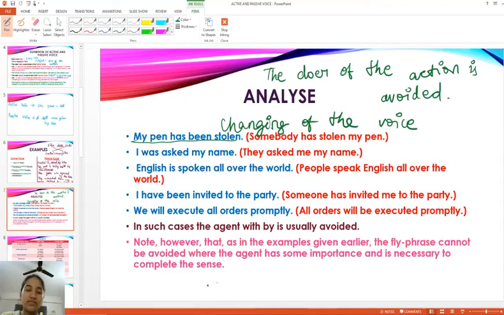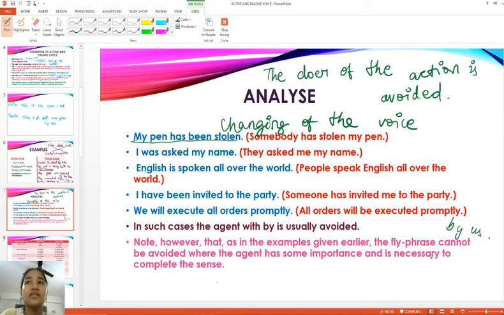Now, for example, the form has to be signed. It's quite obvious it has to be signed, but if we have to mention by whom, by the chief minister, prime minister, or a particular person, that time it's necessary for us to mention. Okay, by whom it has to be signed. We will execute all orders promptly. All orders will be executed promptly by us. You see over here, "by us" is not mentioned.